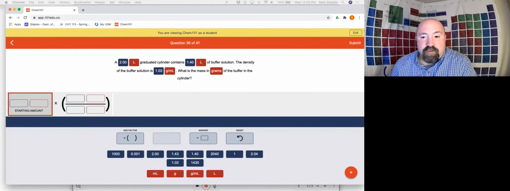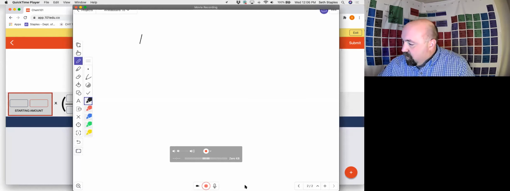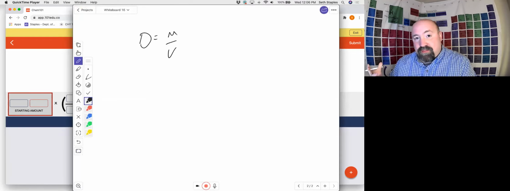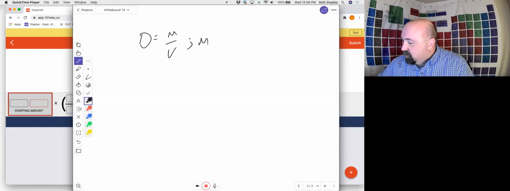One is that we can use just the straight up density equation. And so remember, density equals mass divided by volume. In this question, we're given density and we're given volume. We're trying to find mass. And so we can rewrite our equation here and solve for mass. Mass will equal density times volume.